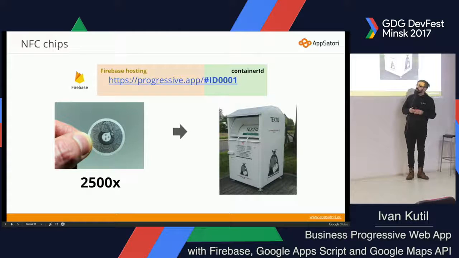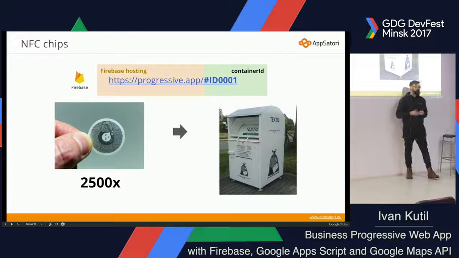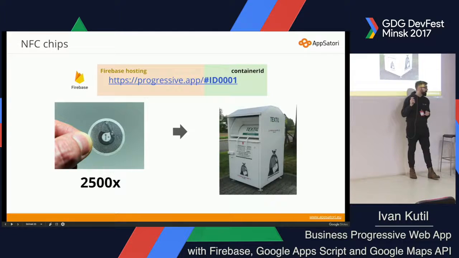We also bought NFC chips. For each container, we bought one NFC chip. The price of an NFC chip is about €1, and we loaded the URL of our progressive web app, which contains the domain, which is hosted on Firebase, and the second part is the container ID, and we put it into the container.